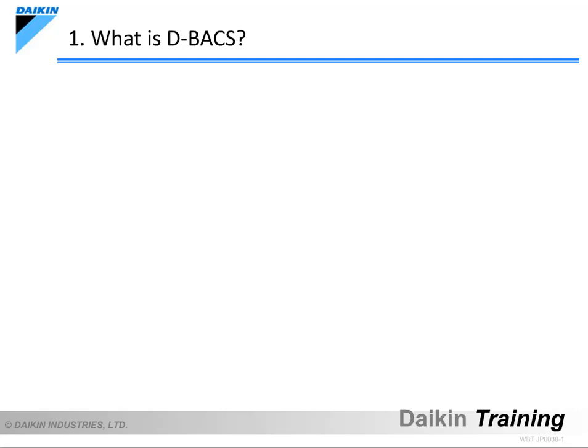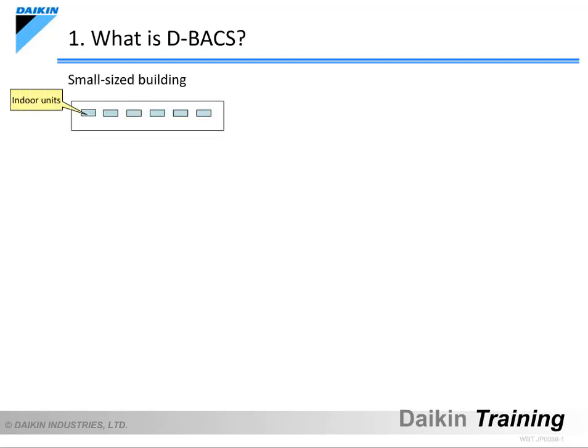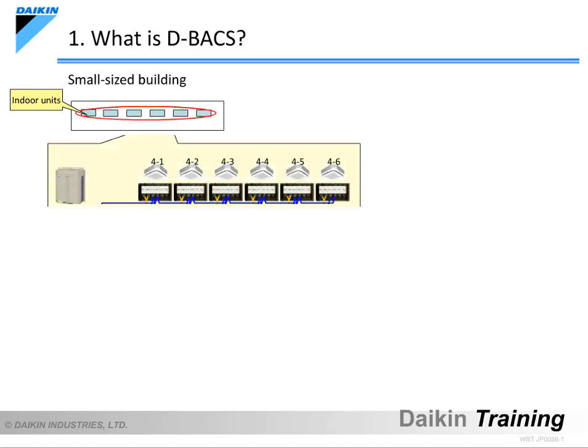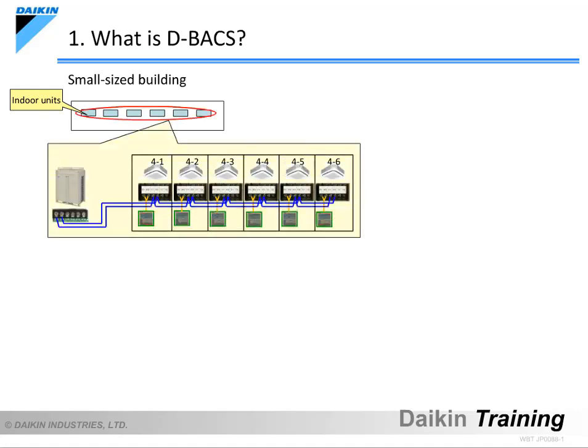Let's first learn about what Dbacks is. In a small-sized building where a relatively small number of air conditioning units are installed, it is possible to operate and control them individually by installing a remote controller in each room, as well as centrally from one location by placing all the second remote controllers, for example, in the control room.